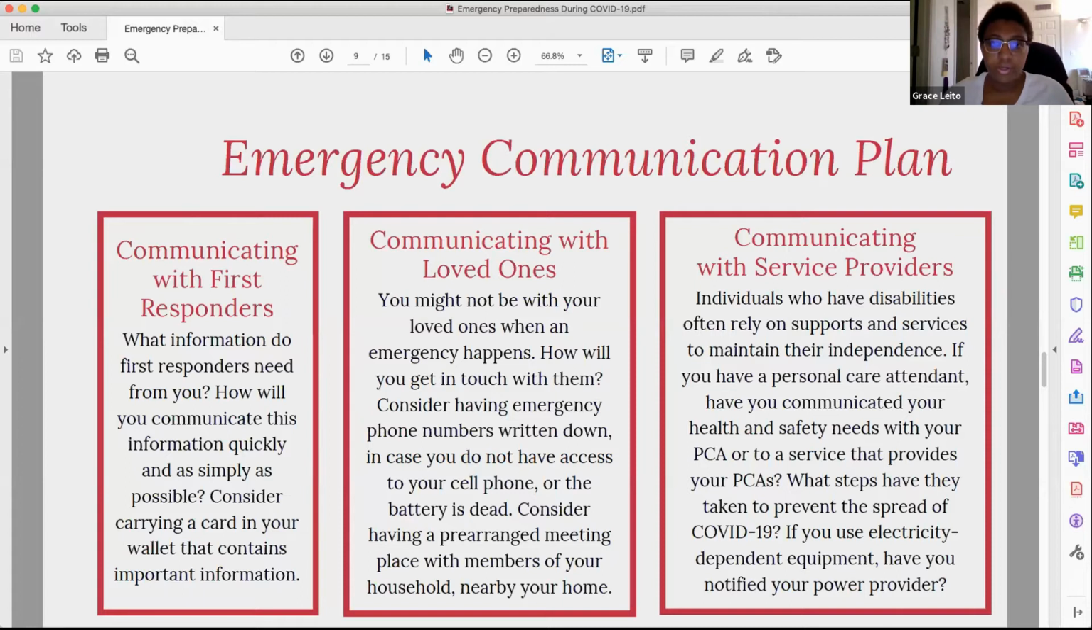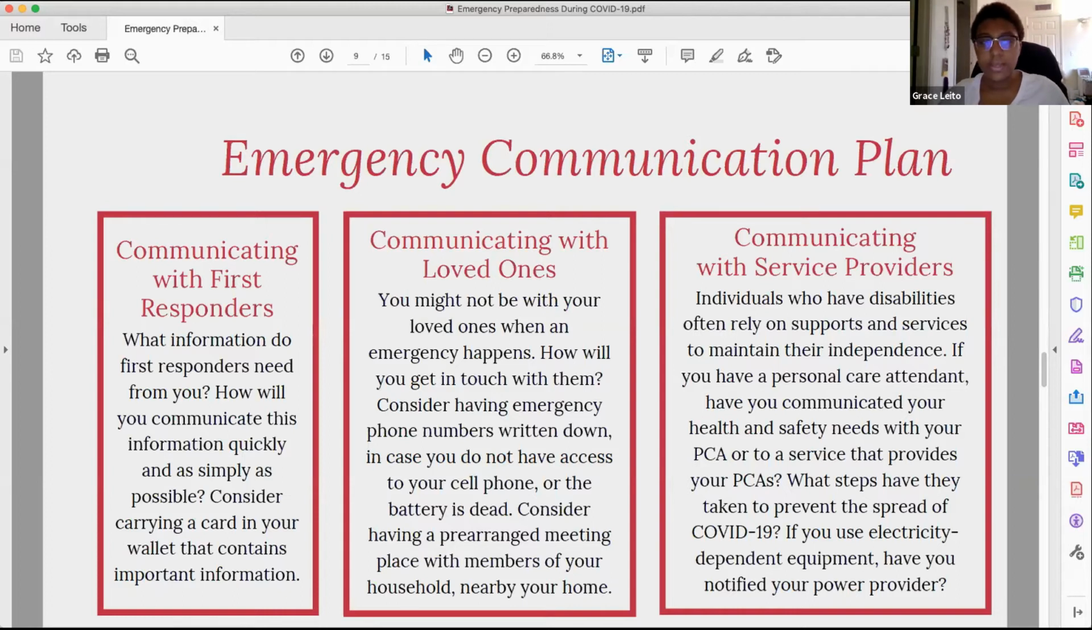Communicating with loved ones. You might not be with your loved ones when an emergency happens. How will you get in touch with them? Consider having emergency phone numbers written down in case you do not have access to your cell phone or the battery is dead. Consider having a prearranged meeting place with members of your household or by your home.